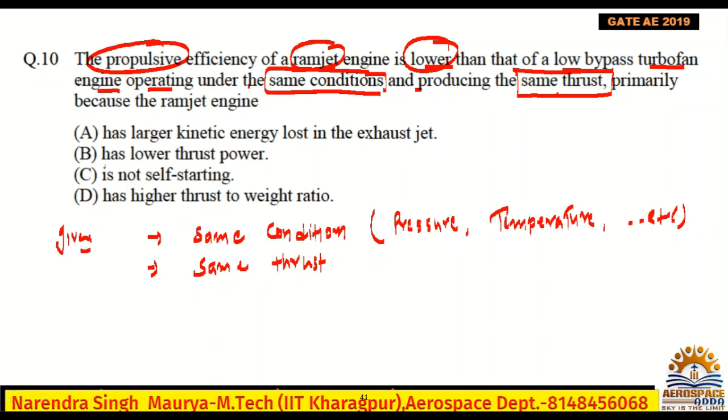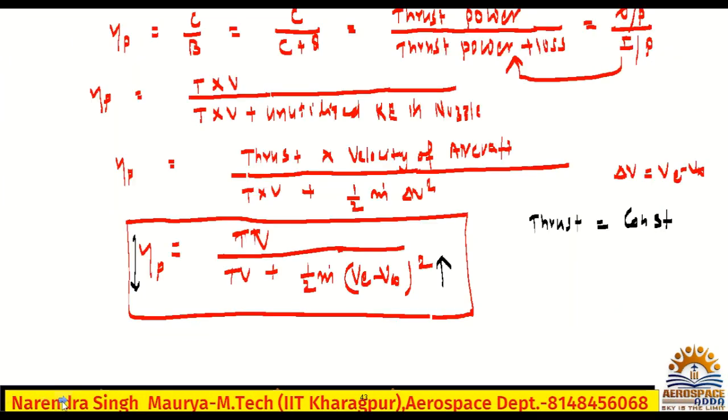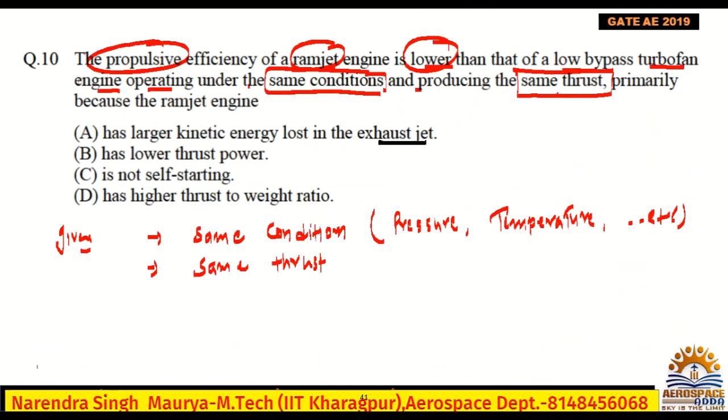Anyway, the first option they have given is: has larger kinetic energy lost in exhaust jet. They are talking about the unutilized kinetic energy. It is unutilized, it means it is the loss. So has larger kinetic energy lost in exhaust jet. If this value increases, obviously larger loss will be there. It means this second value will be increasing because this is the larger loss. If this value is increasing, automatically eta P will be decreasing. Hope you understood this. So this is the correct answer. So what is your answer here? I must say the answer is nothing but option.